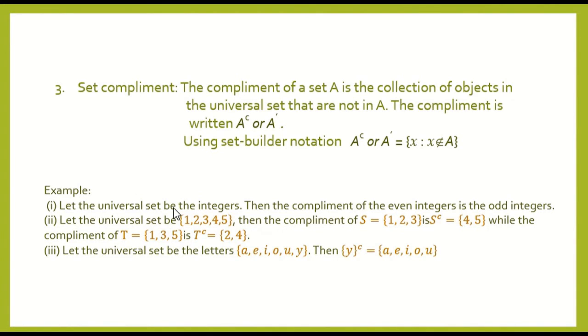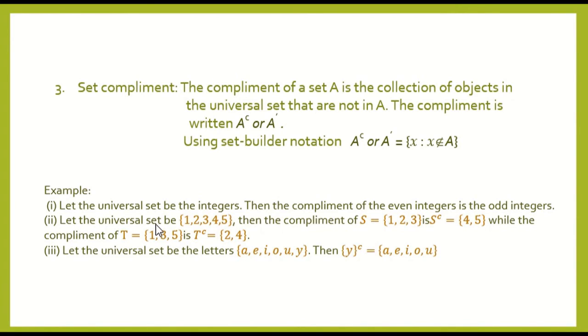So, ang atong universal set daw kay ang integers. Unsa man tong mga integers nato? We have 1, 2, 3, 4, and so on. Then we have the negatives of that. O gan 0. Mao sila itong mga integers. So, the complement of the even integers is the odd integers. So, ang tanang even integers, ang complement niya, meaning, ang naa sa universal nga dili even, so mao sila ang mga odd integers. Okay, next example.